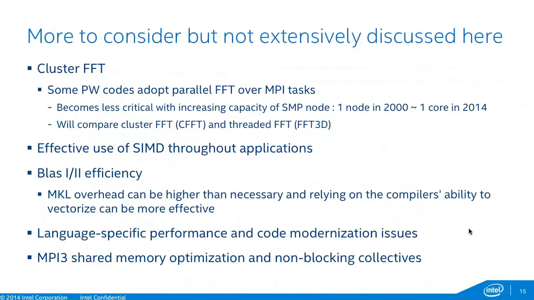So what is not going to be discussed extensively here is other types of computation you can do in this particular application. For instance, FFT: I assume that the whole vector is residing within an MPI task, so there is no need to communicate between MPI tasks. However, there are some plane wave codes which adopt the parallel FFT.